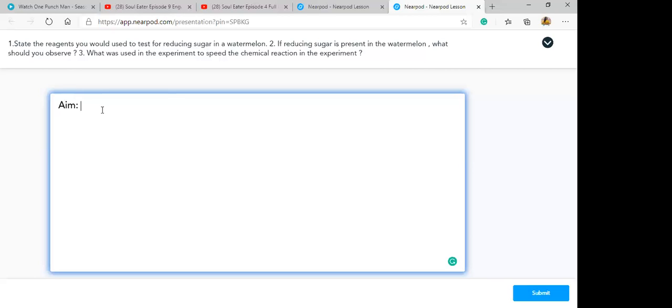I'm asking if the aim would be like testing for reducing sugar in watermelon. Exactly. Good girl. For reducing sugar.